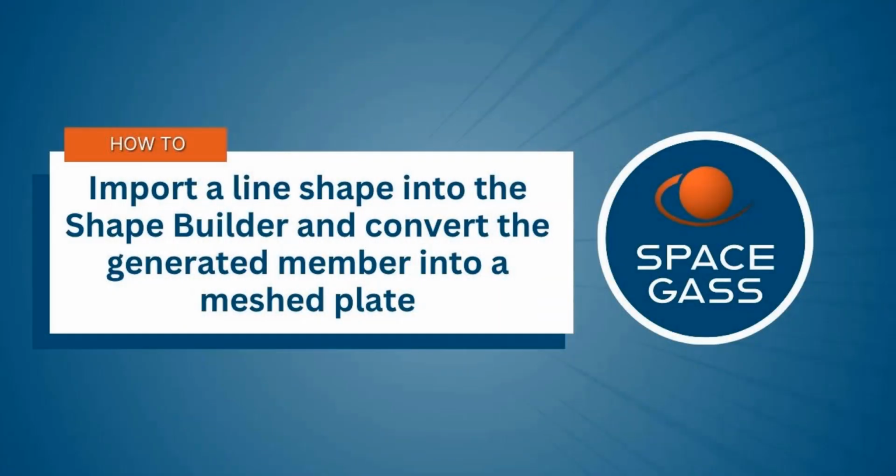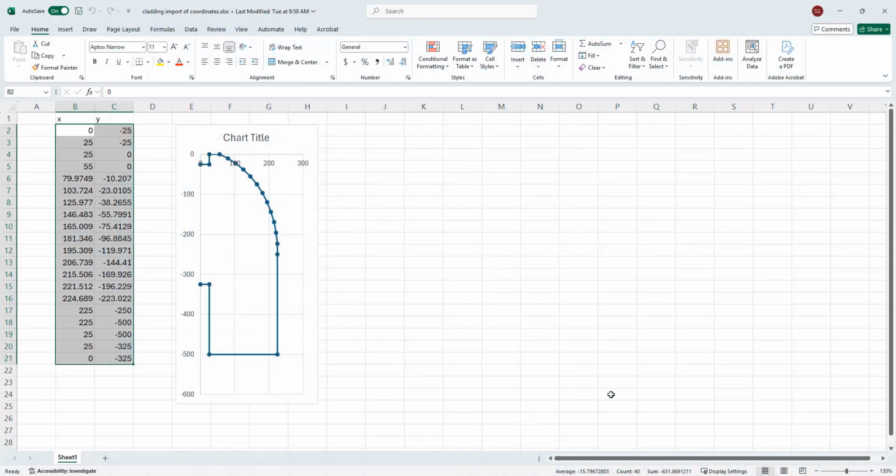Today's video is a quick demo of how to import a line shape into the shape builder in SPACEGASS and convert it into a meshed plate. Let's say the following profile has to be imported into the SPACEGASS shape builder to create a member. The coordinates are saved in a spreadsheet.